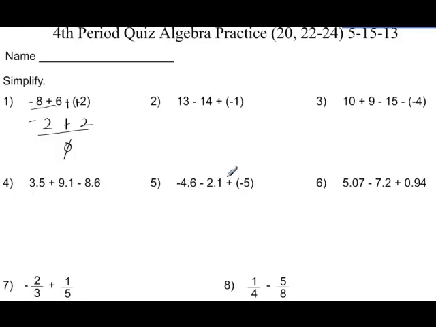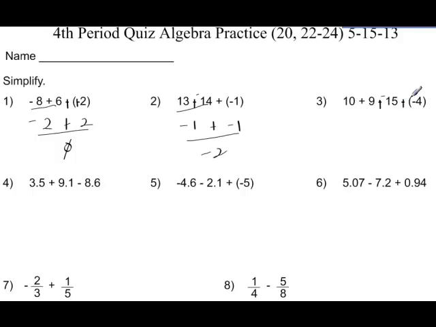Number 2, 13 minus 14 plus negative 1. So we're going to do same chain switch here. Okay, I have a positive plus a negative, so I'm going to take the sign of the bigger number, which is negative, and subtract, so I get negative 1. Then I have negative 1 plus negative 1. Obviously that's negative 2.